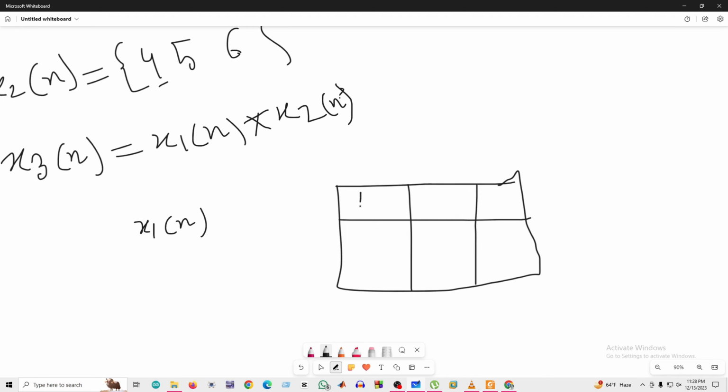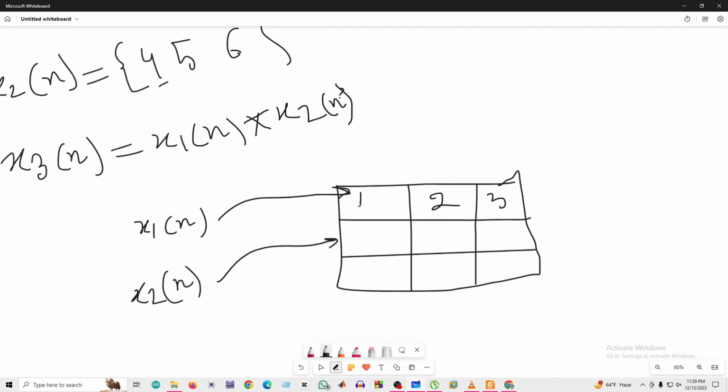This is your x1 of n: 1, 2, and then 3. I write down x1 of n, and under this I write x2 of n, that is 4, and then 5, and then 6, under the cell. And this is your arrow where n equal to 0, and this is also your arrow n equal to 0.